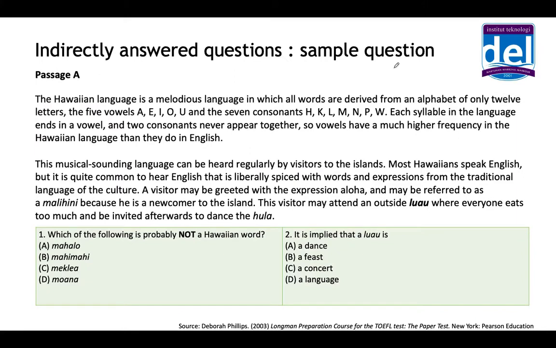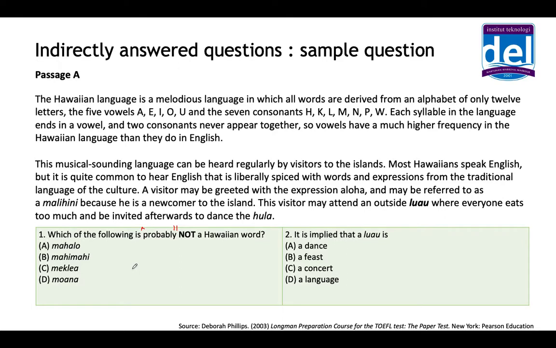Now we'll look at a sample question. The first thing we do is we go to the question and then we identify the type of the question. Question number 1 says, which of the following is probably not a Hawaiian word? We can identify that we've got the word probably here. It means that this question belongs to indirectly answered questions. So we have to make some inferences based on the statements available here. And the key idea here is not a Hawaiian word. There are some options here, which are some words: mahalo, mahi mahi, meklea, and moana.